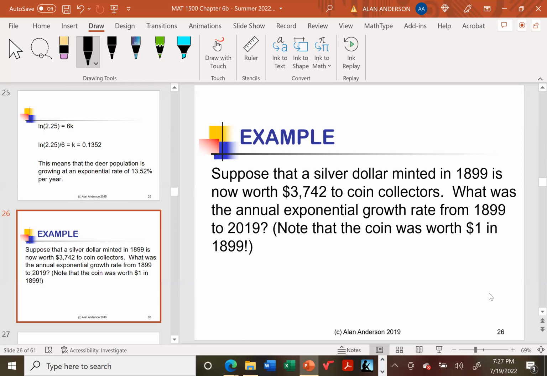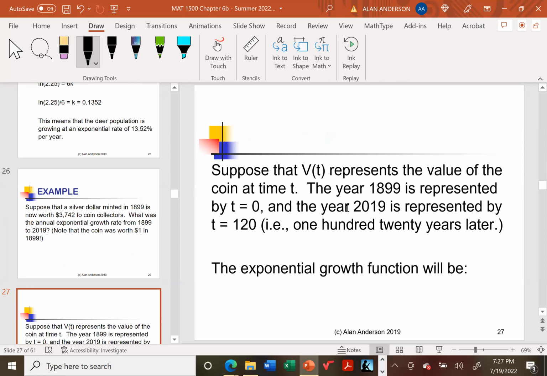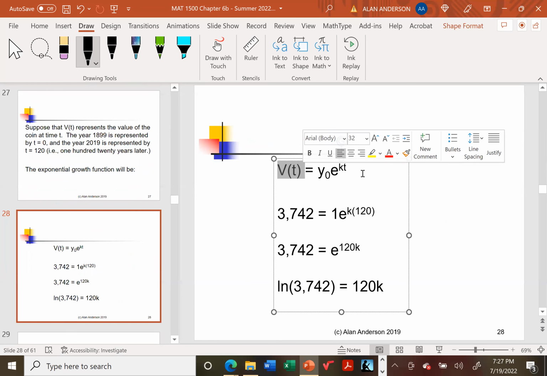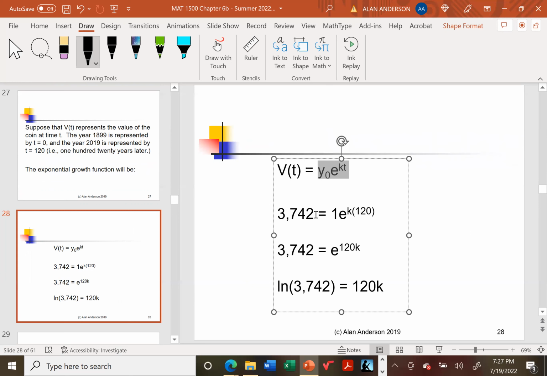So imagine somebody had bought this and set it aside in 1899. The question is, what kind of rate of return does that represent? So again, if we're going to assume exponential growth, here's what we have to do. We'll say V of t, value at time t, uses the same formula. The initial value was $1. The final value is 37.42, and the time between the 2 years is 120 years, from 1899 to 2019.